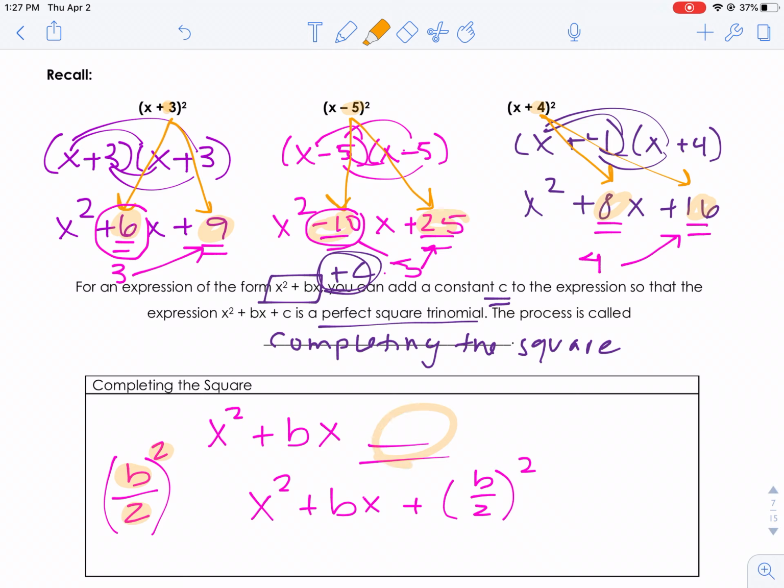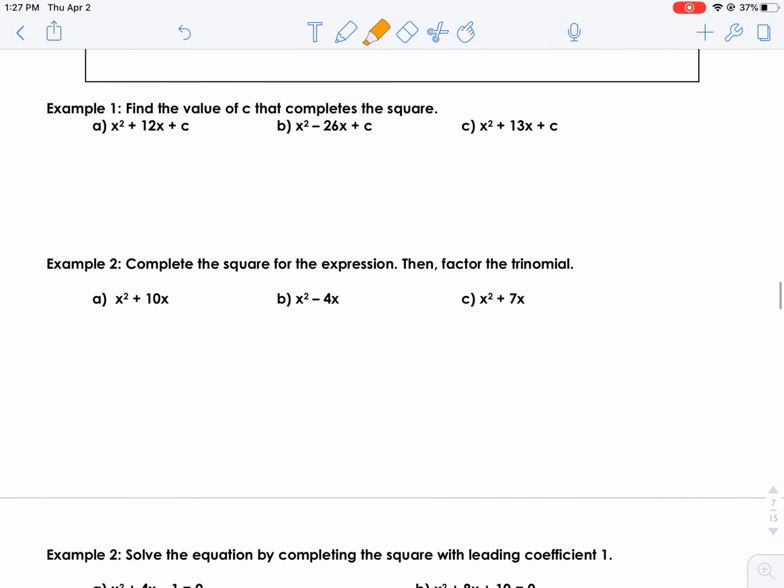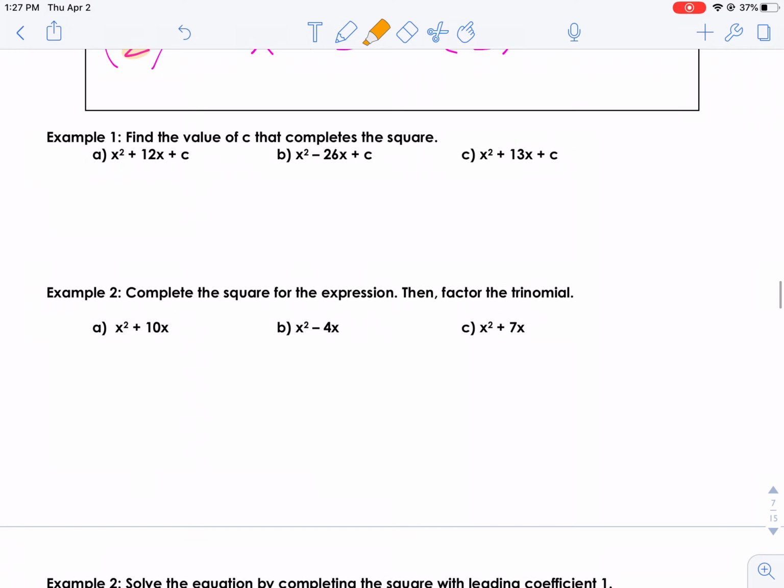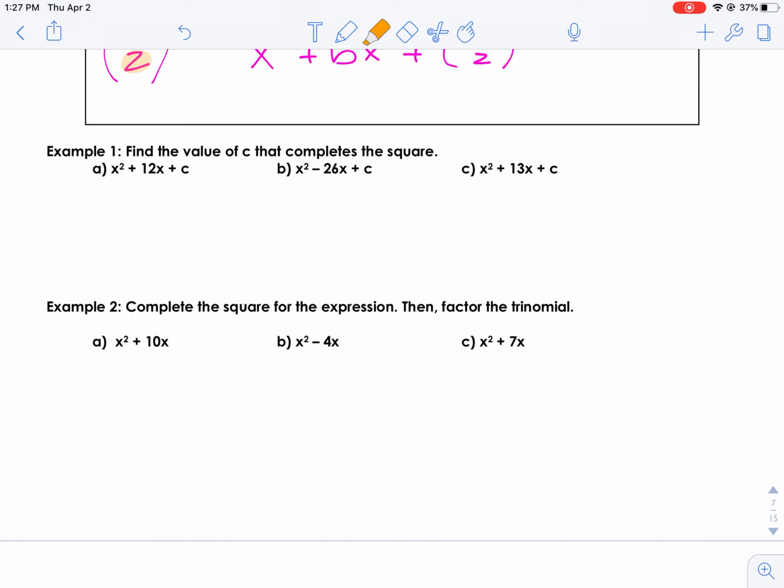And the reason you do this is because of all these patterns that I went over up here. So the objective for today is just completing that square. In tomorrow's lesson, we'll look at why we're going to do this and why that's beneficial. But today we're just going to focus on practicing that process.